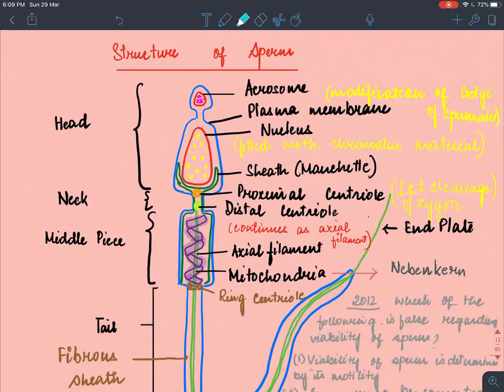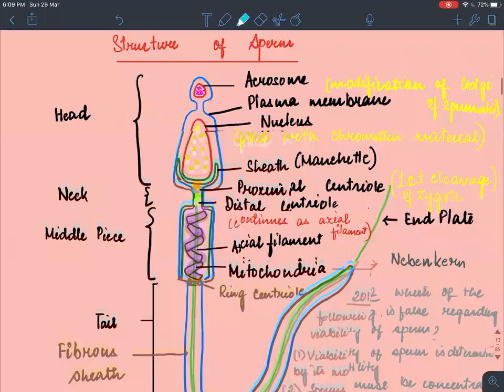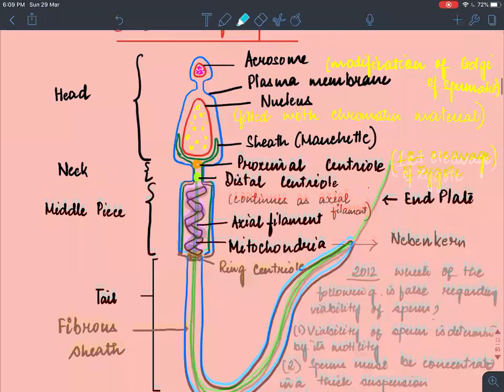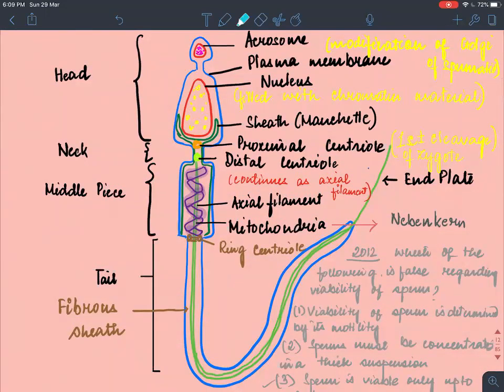a sperm cell. Now, this is the structure of a sperm cell, and we can see here that it is divided into head region, neck region, middle piece, and tail portion. When we look into the head region, the head consists of a big nucleus which is filled up with chromatin material. So the nucleus consists of chromatin material.